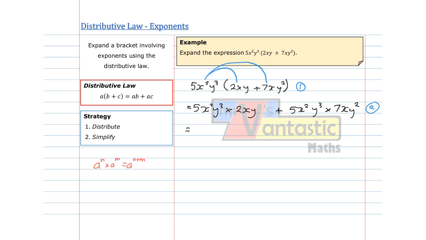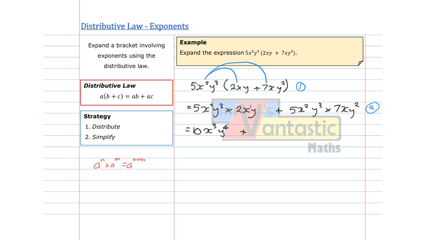And that's really why these are more difficult. So if we're looking at just the numbers first, 5 times 2 is 10. And then we need to simplify the x squared and the x. And remember that there is this little invisible 1 when there's no power. And so x squared times x to the 1, well, multiplying numbers with the same base, we add their powers, so we're going to get x cubed. Then we have y cubed times y, which is an invisible to the power of 1. So y cubed times y to the power of 1 is y to the 4.